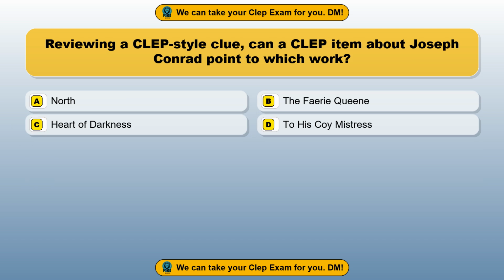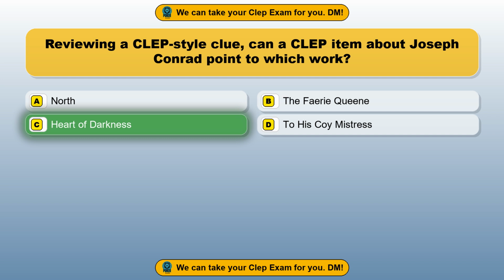Question 3. Reviewing a CLEP-style clue, can a CLEP item about Joseph Conrad point to which work? Option A. North. Option B. The Fairy Queen. Option C. Heart of Darkness. Option D. To His Coy Mistress. The correct answer is option C.